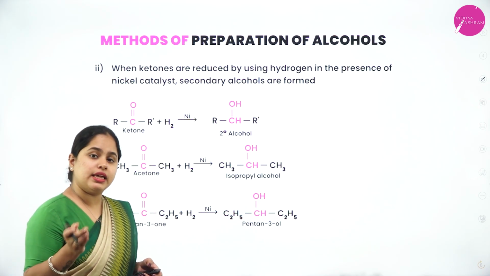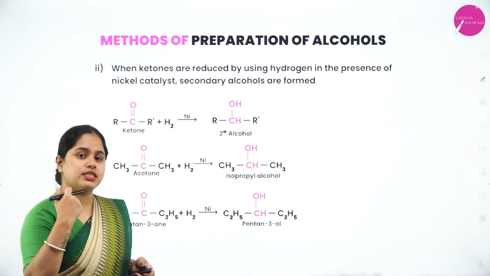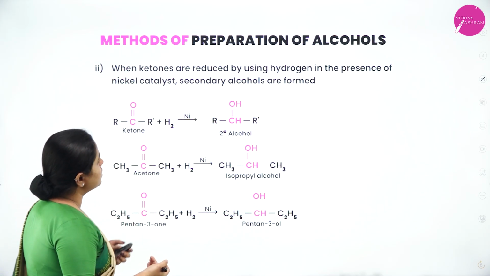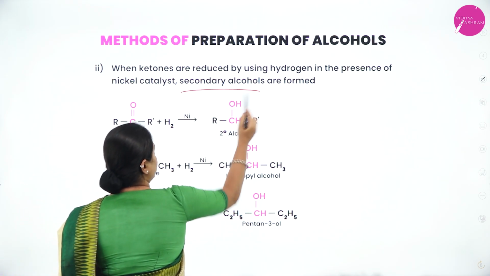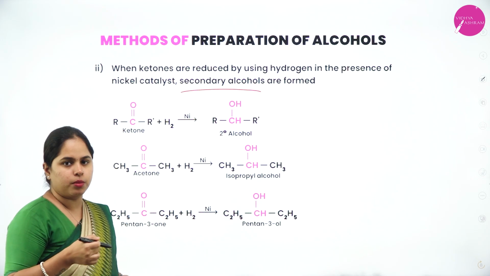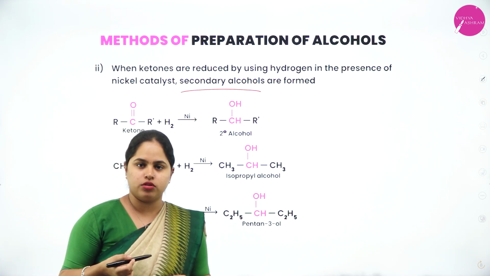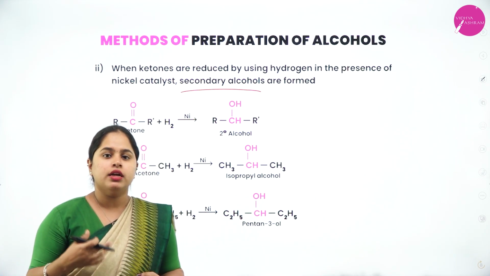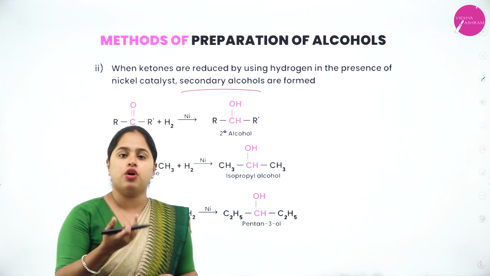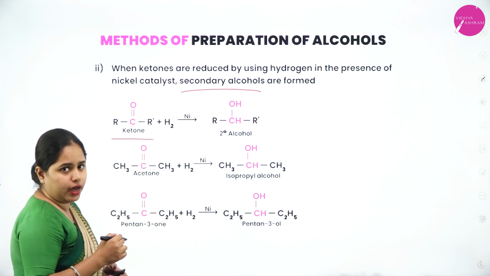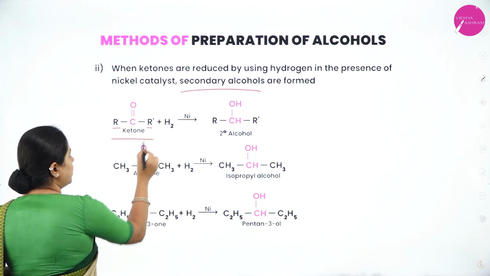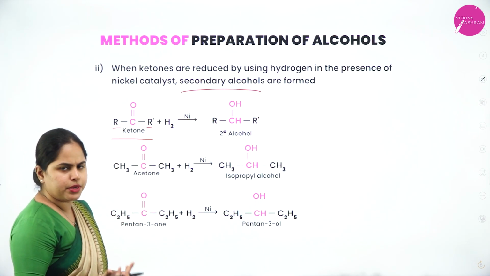Now if you are taking ketones, then we are going to get a secondary alcohol. So when ketones are reduced by using hydrogen in the presence of nickel catalyst, secondary alcohols are formed. That is a difference you have to remember. Aldehydes, when they undergo hydrogenation, give primary alcohol. Ketones, when they undergo hydrogenation, give secondary alcohol. So you can see here R, C double bond O, R dash. This R and R dash stand for different alkyl groups. It can be the same also.